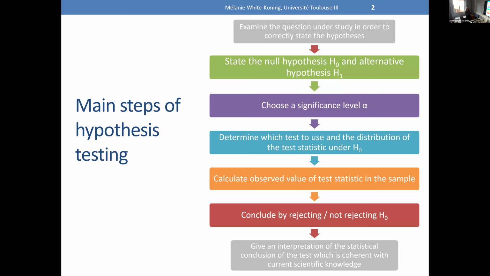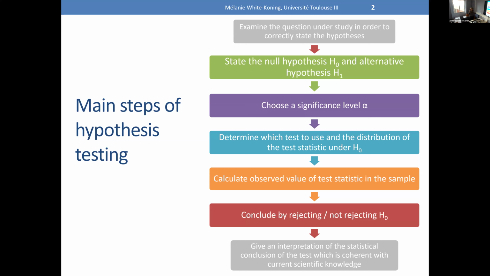So this is why we can't just put alpha to a minimum. And then determine which test to use. That's the main difficulty here for you: what is the right test to use in each of the situations I am in. Depending on the test you're using, you will know what the distribution of the test statistic is under the null hypothesis. And just to state again, under the null hypothesis is a mathematical way of saying if the null hypothesis is true.